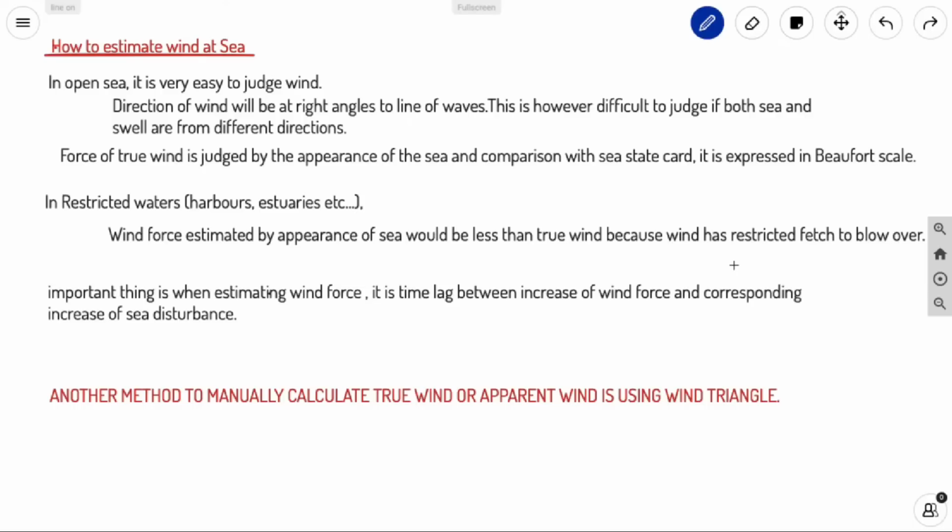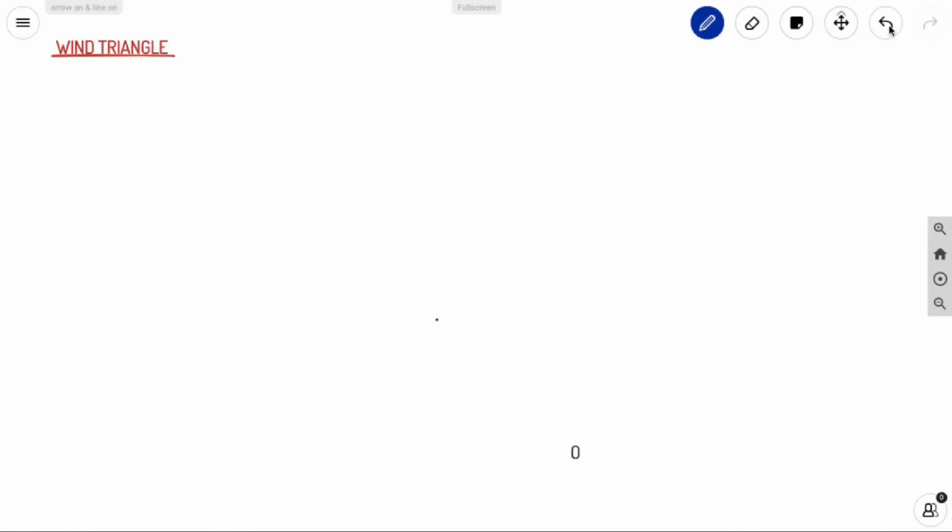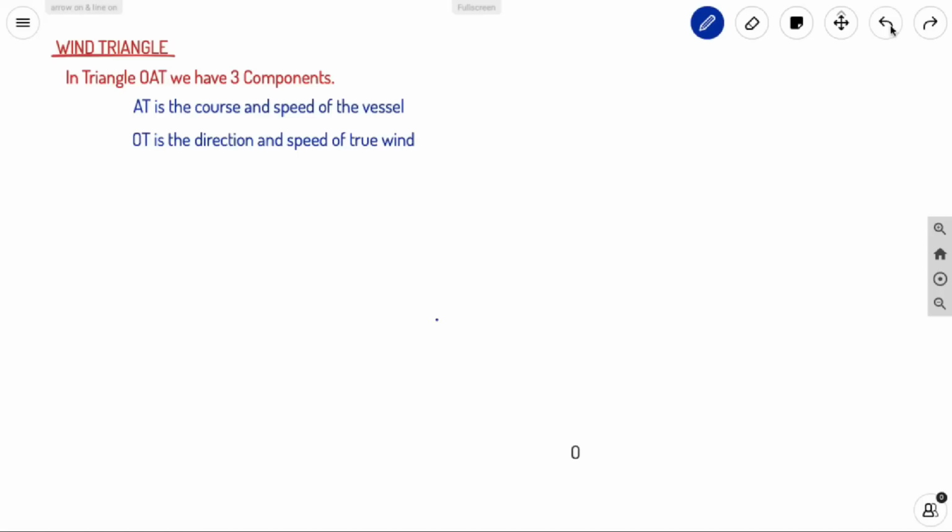Next, one important thing, another method where we manually calculate true wind or apparent wind is using our wind triangle. So let's see what a wind triangle is. In a wind triangle we have 3 components. As we know, a triangle always has 3 sides, and these 3 sides are 3 components in case of a wind triangle. The side AT is the course and speed of the vessel. O to T is the direction and speed of true wind. O to A is the direction and speed of apparent wind.